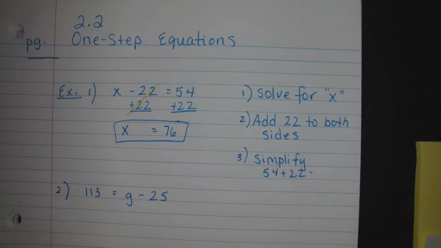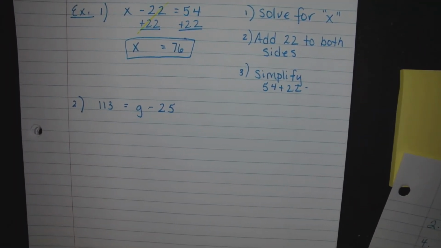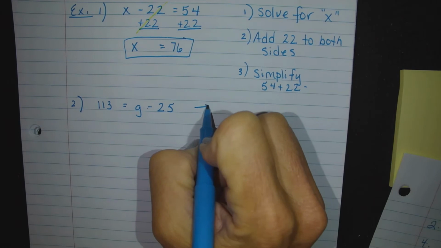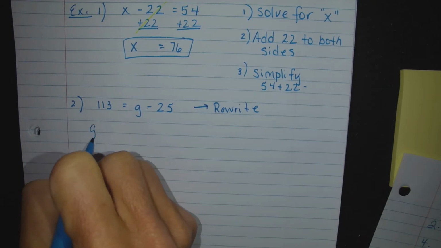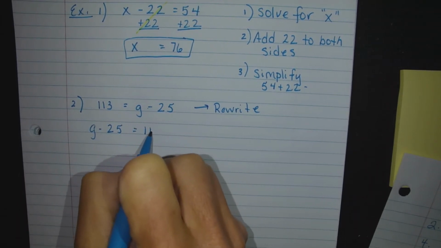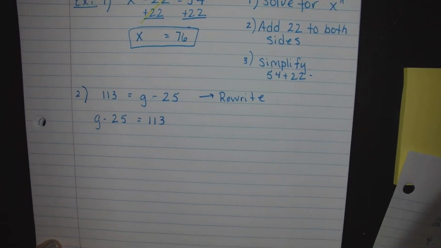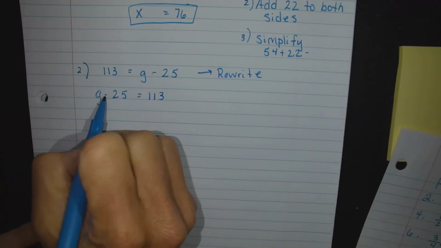All right, number 2. I'm going to read it out loud. Okay. 113 is equal to G minus 25. Okay. You have an option here. Okay, does this look math proper to y'all? Okay, I'm not going to grade it on this. I would never grade you on doing something that's optional, but I'm going to say to rewrite it. I'm going to say G minus 25 equals 113. Does everybody see what I did? You don't have to.